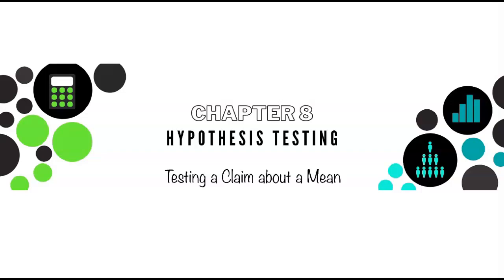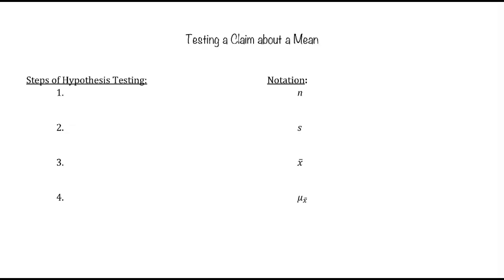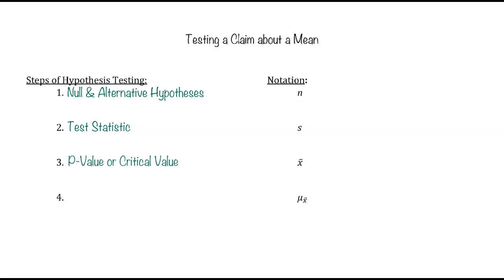In this lecture video, we're going to learn how to test a claim about a population mean. As we get started, let's review the steps of hypothesis testing and make sure that we understand correct notation. The first step is to identify the null and alternative hypotheses. The second step is to calculate the test statistic. The third step is to calculate the p-value or critical value, depending on which method you choose. And the last step is to determine and state the conclusion.